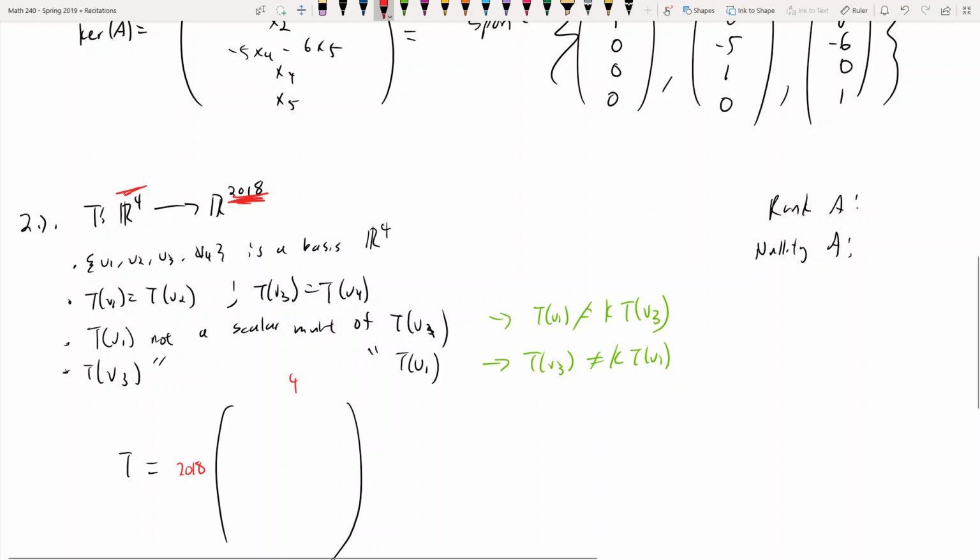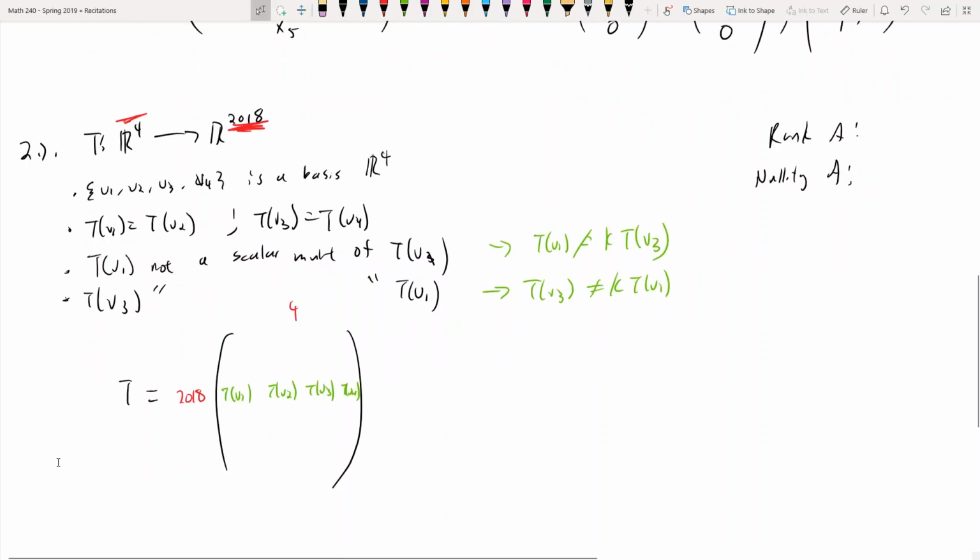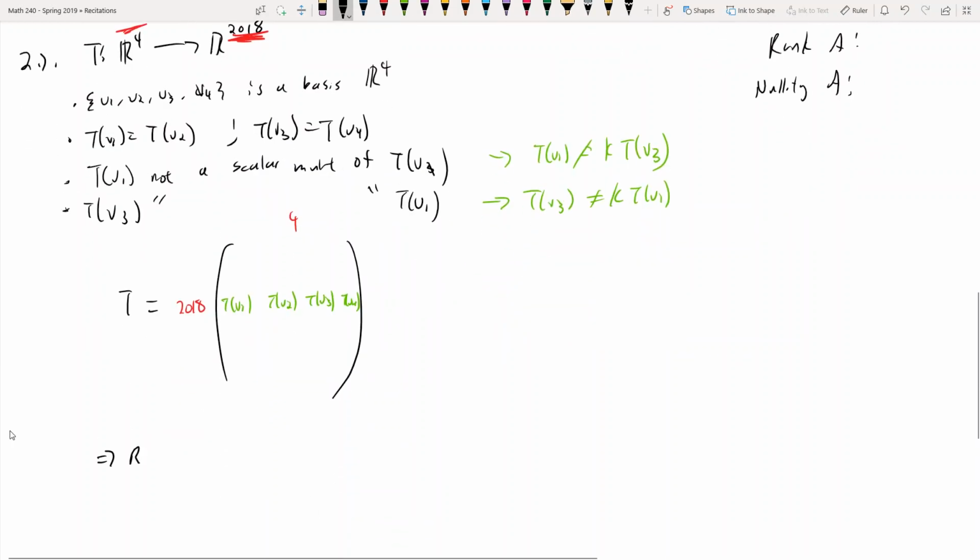So what does that mean? What is the rank of A? The columns are going to be TV1, TV2, TV3, and TV4. If TV1 is equal to TV2 and TV3 is equal to TV4, what does that tell me about the rank of my matrix? It can be at most 2. So rank is at most 2 since TV1 equals TV2 and TV3 equals TV4. What this means is that the dimension of the column space is at most 2.